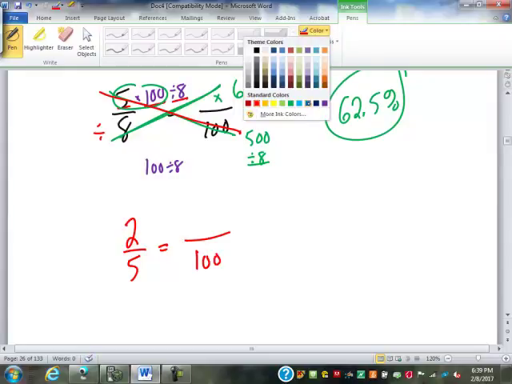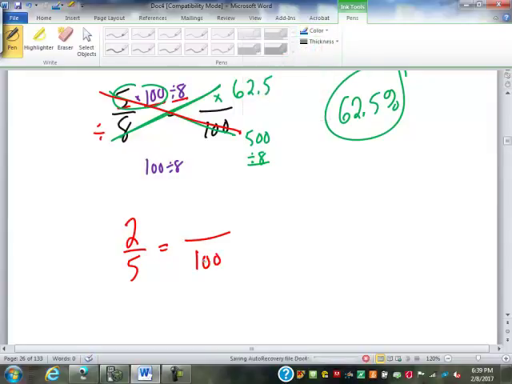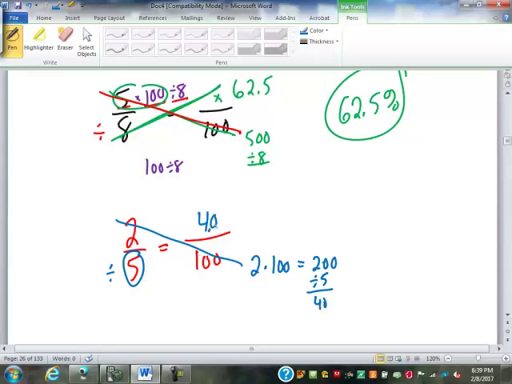So we have 2/5. And I want to figure out how much that is out of 100. What two numbers are on the diagonal with each other? 2 and the 100, right? So those two numbers get multiplied. It's 2 times 100, which is 200. What number is by itself on the other diagonal? The 5. So we're going to divide by 5. So 200 divided by 5 is 40. So that's the number that goes in here. So it's 40 out of 100, or 40%.